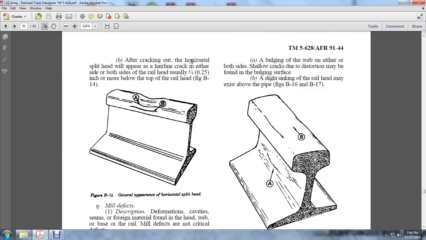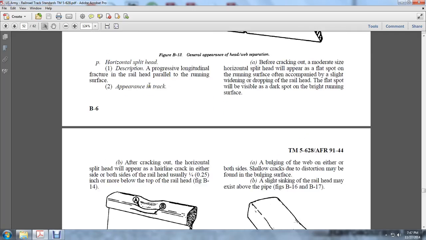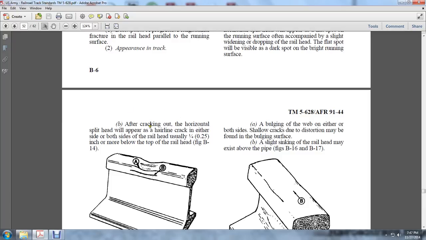After cracking out, the cracking of the head appears. After cracking out of the horizontal split of the head, the hairline crack on either side of the rail head is usually 1/4 of an inch below the top of the rail head.